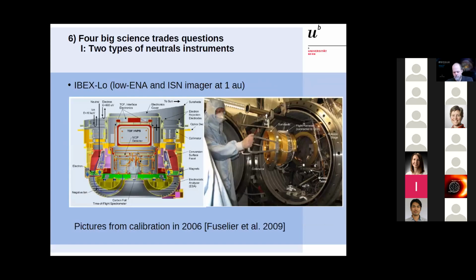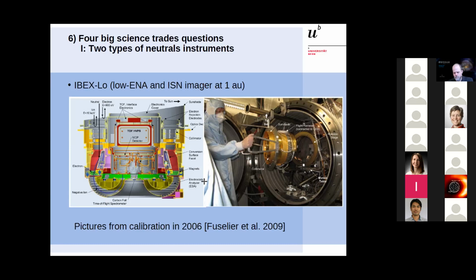A typical example for an ENA low imager would be IBEX low or IMAP low in a few years. Basically, what you do here is you measure energetic neutrals. They can be heliospheric ENAs, but of course they can also be interstellar neutrals, neutral hydrogen or oxygen or helium that comes into your field of view. Then you have to ionize your neutral and post-accelerate it, and then use the time of flight detector to detect a particle and get some information on it.